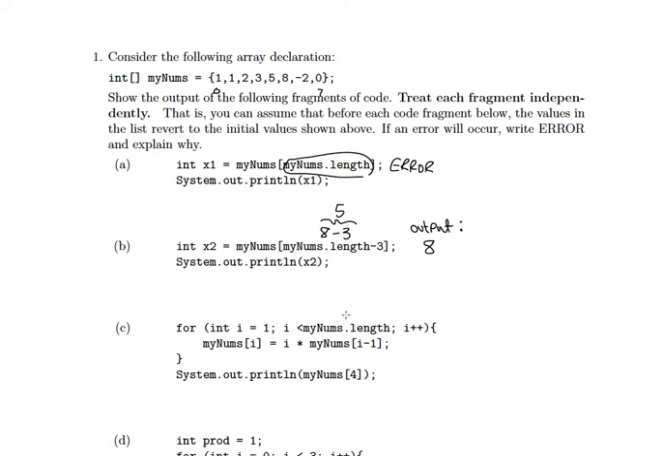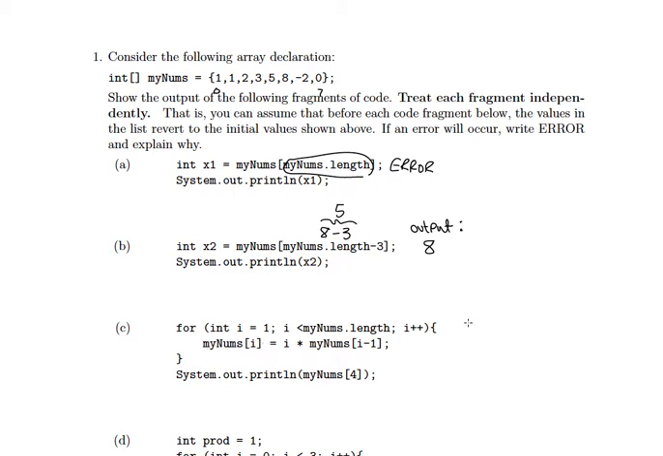Okay, part C. For part C, I have a for loop, and I'm starting at 1, and I'm going up to 1 less than mynums.length, so that seems fine. That would take me up to 7, which is the last one in the array, and i++. Mynums sub i equals i, and then there's some math over here. So it looks like I'm modifying mynums on the left.